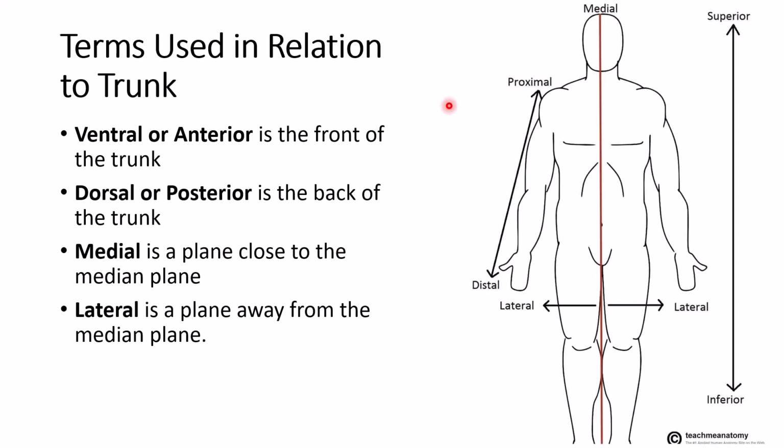Now, this is the revision, or you can say these are the terms which are used in relation to the trunk. We will talk about the limbs and trunk separately. Now, first of all, the trunk. In the trunk, the ventral or anterior is the front of the trunk. This is ventral or anterior. Then the dorsal will be the back side, or dorsal or posterior. Medial means closer to the midline. So these are the medial structures. See here, these will be all medial structures. And lateral are those away from the median plane.